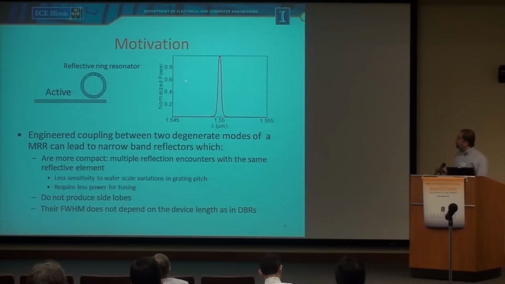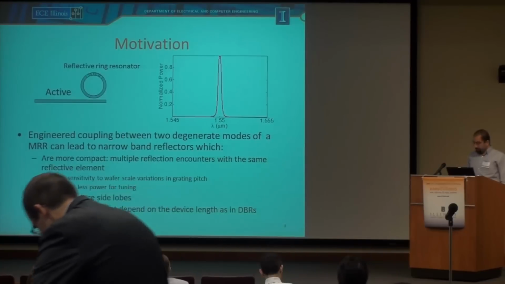The other thing is the full width half max of this reflection peak does not depend on the length of the structure. For the DBR case, if you want a narrower reflection peak, you have to increase the length of the device, as I mentioned, to 2 centimeters.